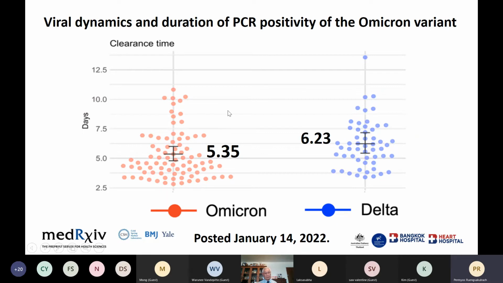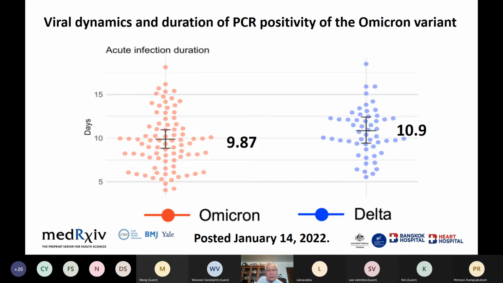And this is the current time. It means the time from the viral peak until it goes away. Okay, it takes about 5 days for the Omicron and 6 days for the Delta variants.